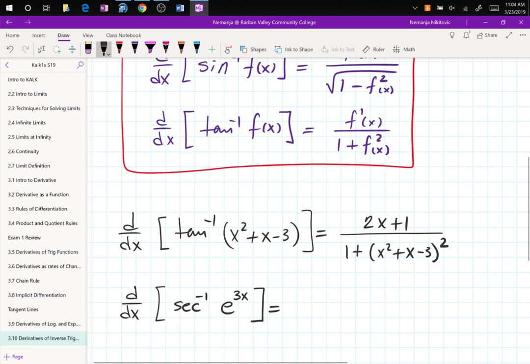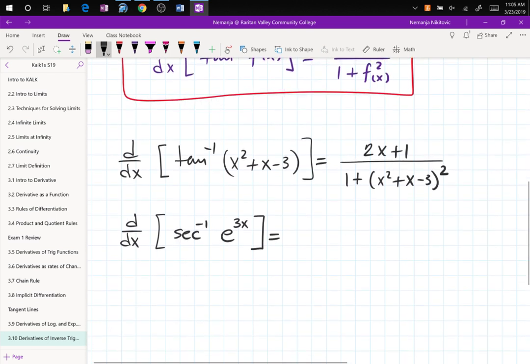So first we have to create the formula, right? We take the old formula and we replace every x with f of x and we multiply by f prime in the numerator. So this would be f prime of x divided by the absolute value of f of x times the square root of f squared of x minus 1.